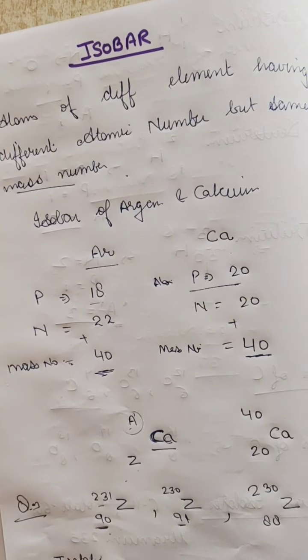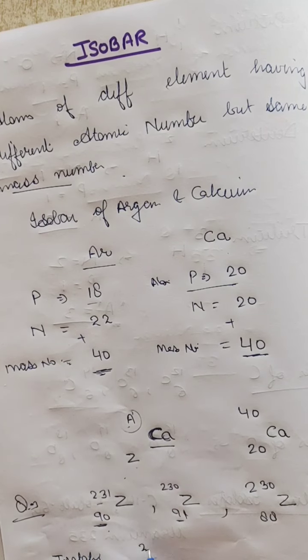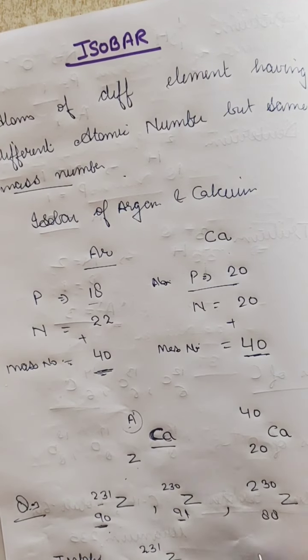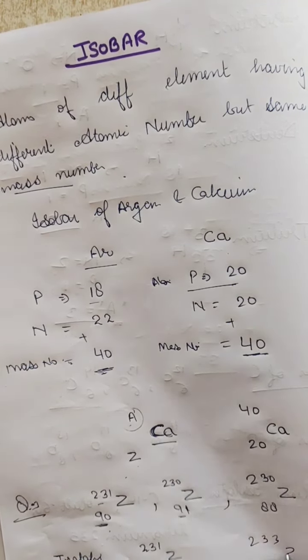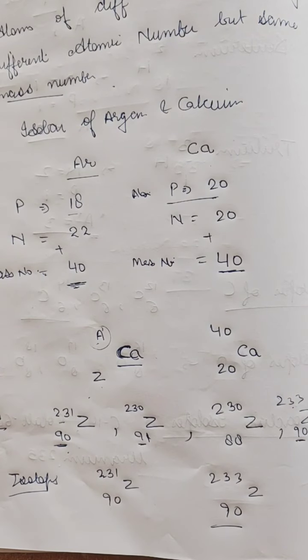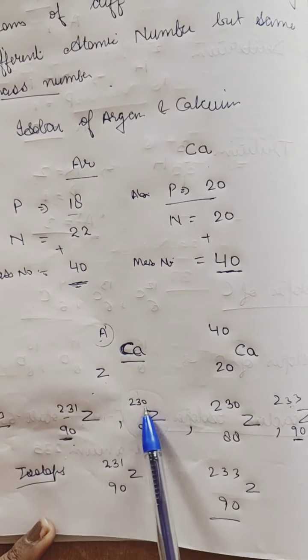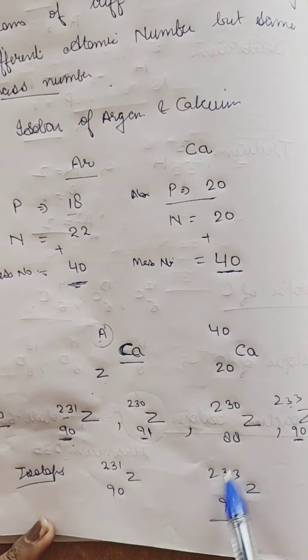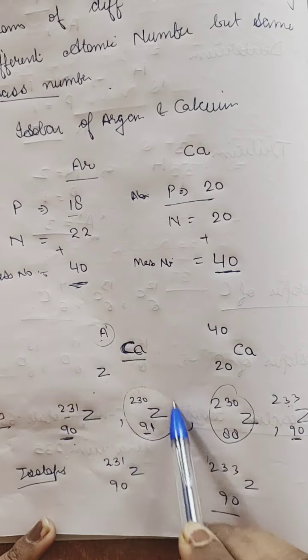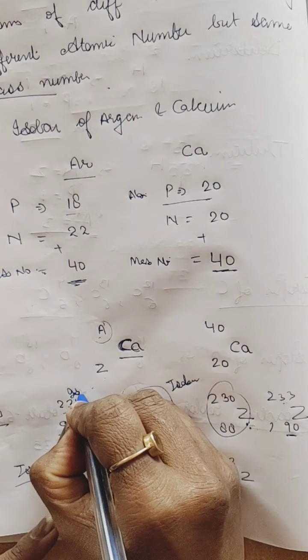So here we have the same atomic number but different mass numbers. So the isotopes are 231 with Z 90, and the other is 223 with Z 90. This is an example of isotopes. And if we talk about isobars, these are the isobars because they have the same mass number but different atomic numbers. So these are the isobars and these are the isotopes.